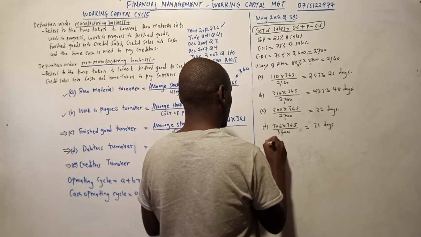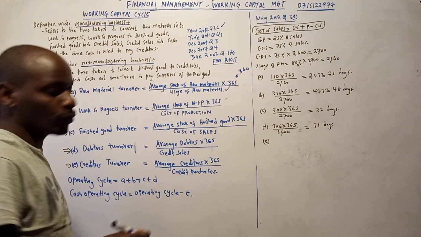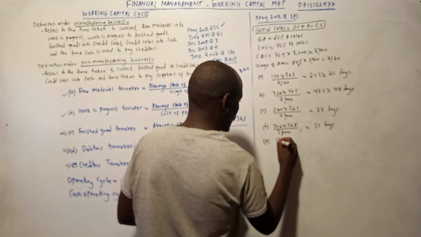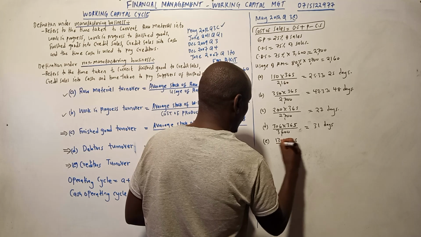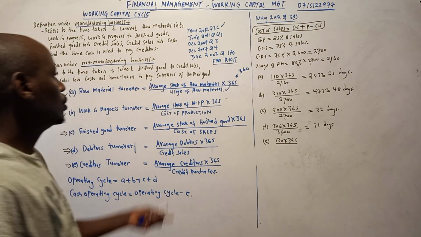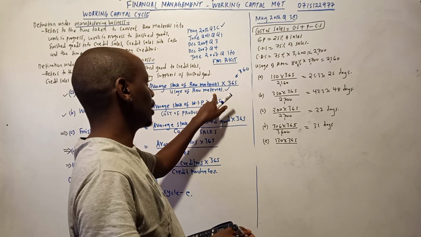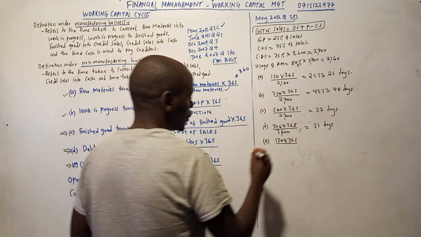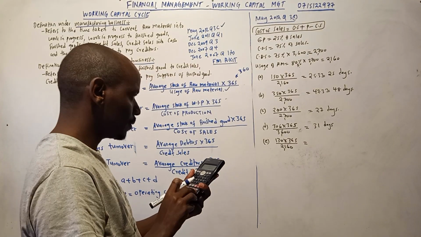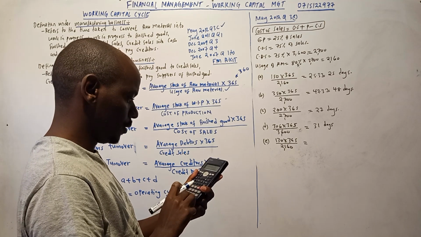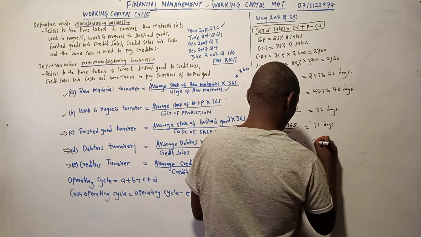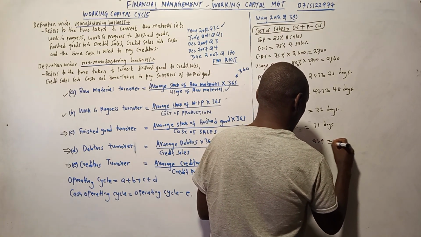Then lastly, to finish, creditors turnover. So we have the average creditors, which is payables, which is 130, times 365 over the credit purchases. Now credit purchases is the usage. So you come here to the usage, 2,160, that is the usage. So 130 times 365 divided by 2,160, which is 21.9, which is 22 days.